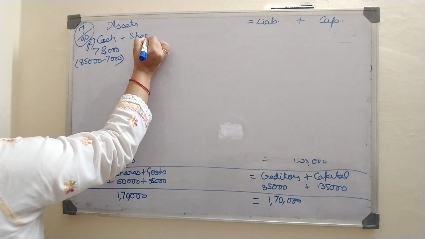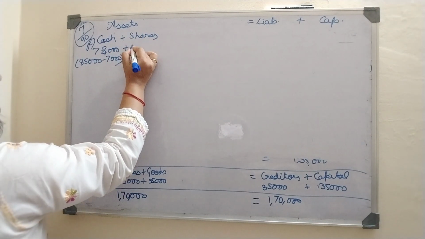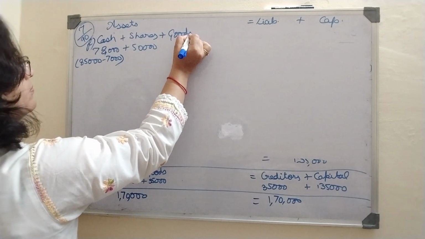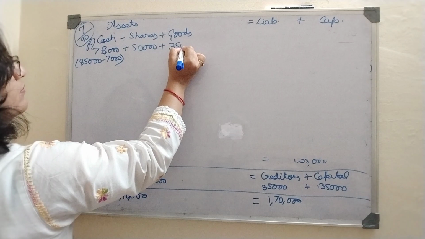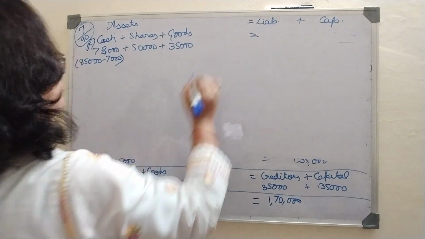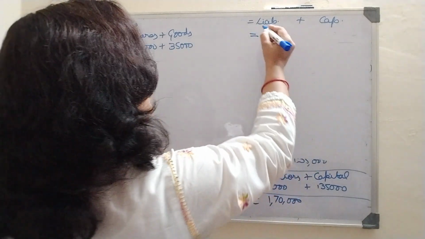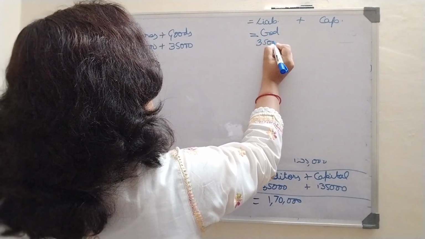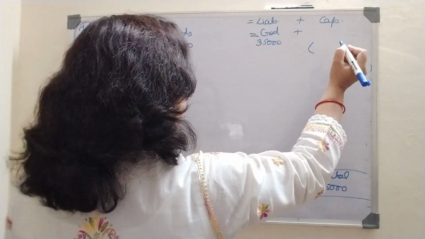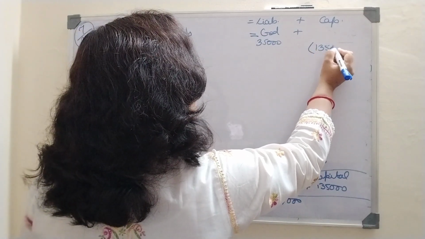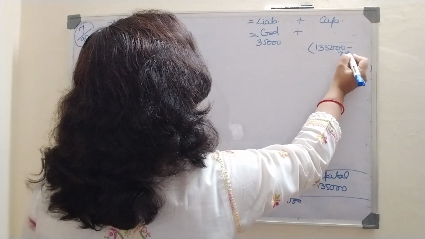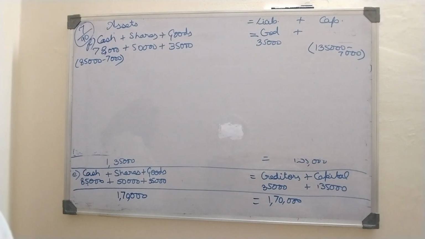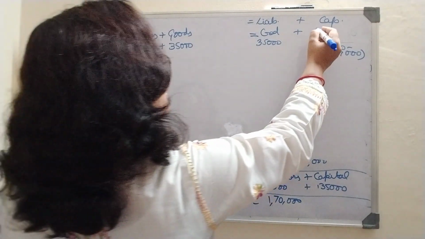Again, shares will remain the same. Shares are not touched over here. Then goods also remain the same. Now liabilities, we have creditors, 35,000, plus capital. Now this we will deduct from capital because drawings are always deducted from capital. So 1,35,000 minus 7,000 comes to 1,28,000.